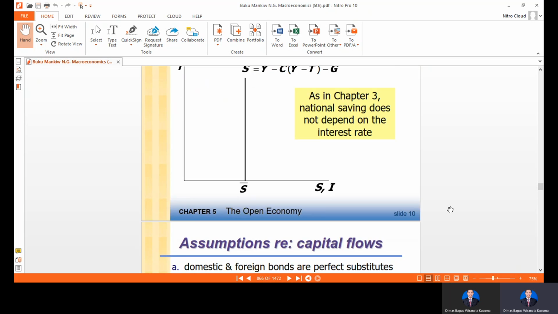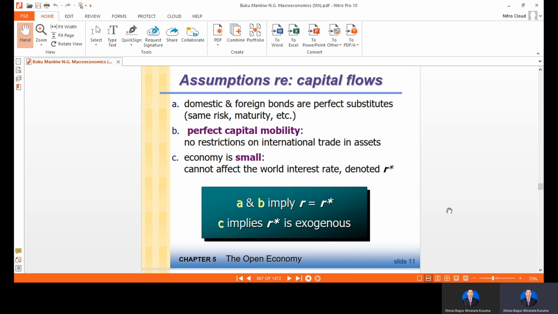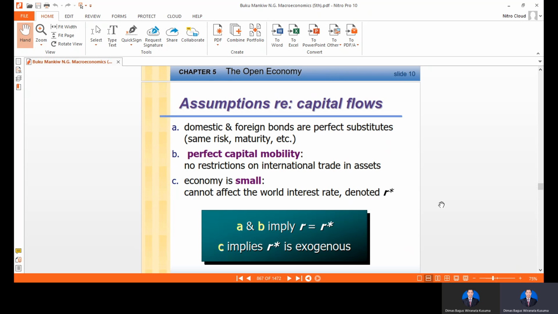The second part is assumptions. Looking at the open economy, we have three main assumptions. The first is that domestic and foreign bonds are perfect substitutes. It means that investors are free to select between domestic and foreign bonds, whichever gives them higher returns. They are easily transacted in international transactions, so they are not difficult to exchange, either from domestic to foreign or foreign to domestic bonds.